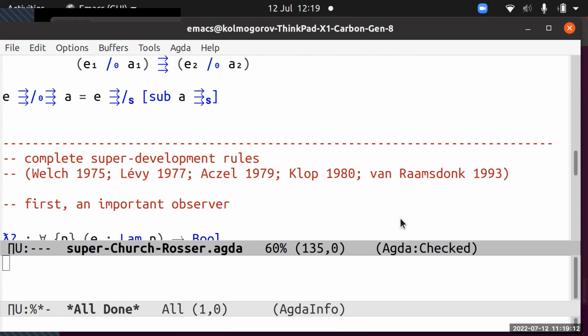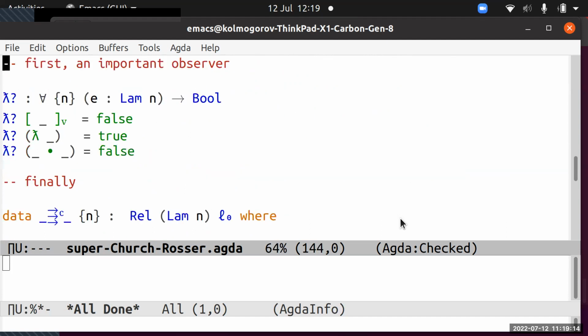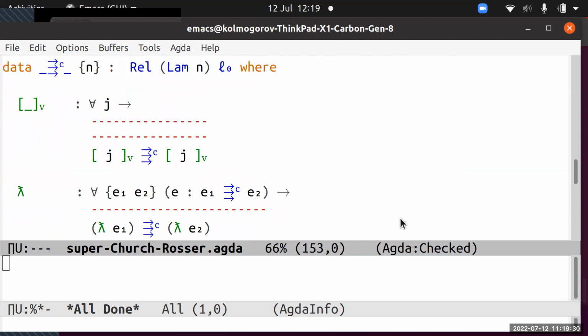Okay, so now here is super development. Well, you've seen these rules before. Oh no, there's an important thing. I needed the side condition that something isn't a lambda. So I'm going to write a Boolean indicator function to test that. And I can do that by structural recursion. And then I can write a relation which looks suspiciously like superparallel reduction.